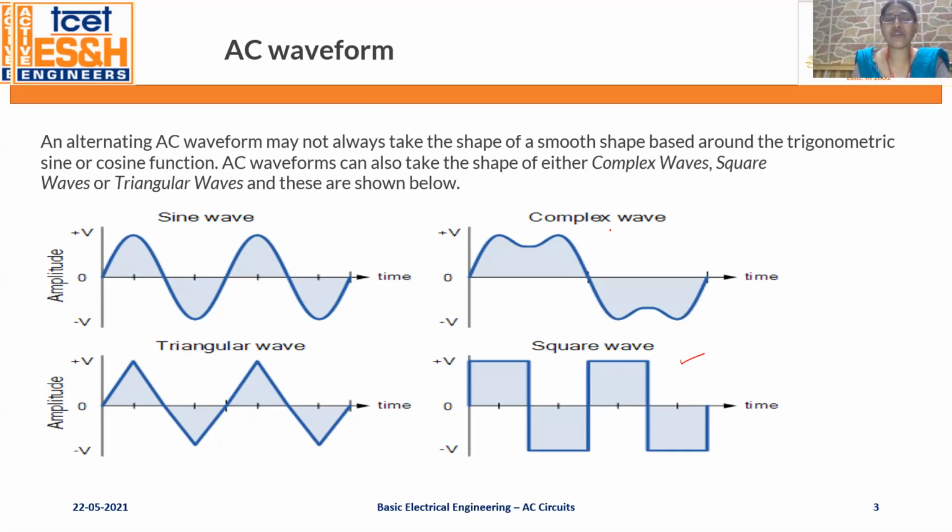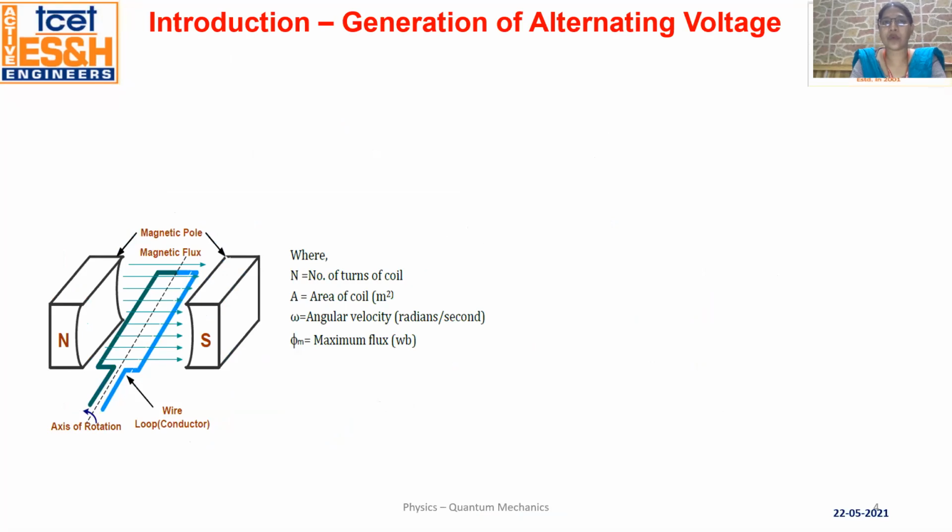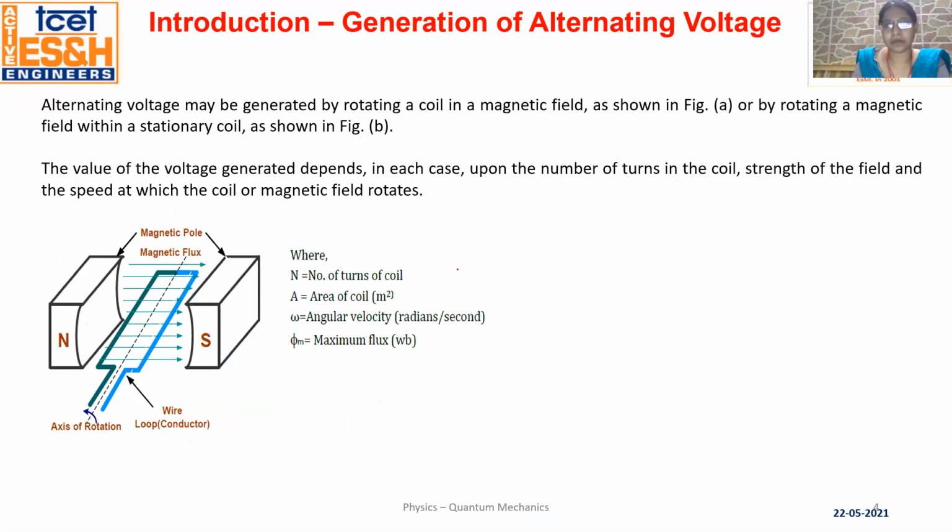So an alternating waveform is the waveform which alternately changes between its positive half and negative half after a particular interval of time. This is nothing but an example of an AC waveform. Now next, how is this alternating voltage and current generated?